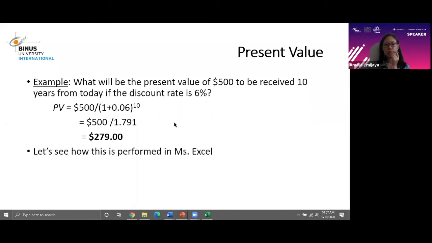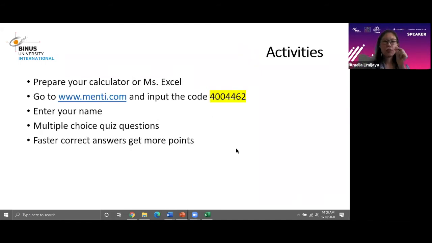Okay, any questions up until this? Because after this, we're going to do an exercise. Let's see whether you can understand what we've discussed so far. Any questions before we start activities? Okay, let's see whether you got a good grasp of this topic. Before we do the activities, I want you to have the calculator ready, or as I said before, you could also use Excel because you're going to need this to do your calculation. Go to this address, menti.com.